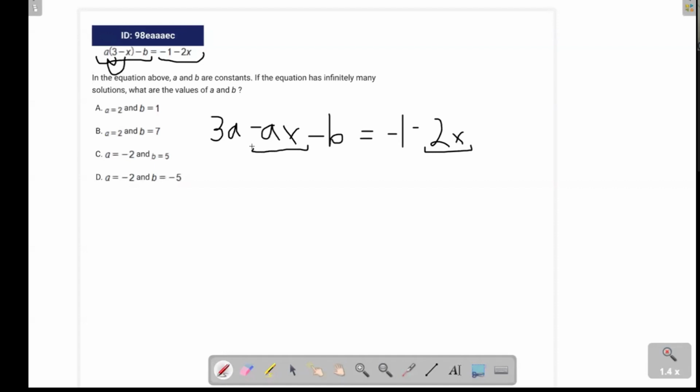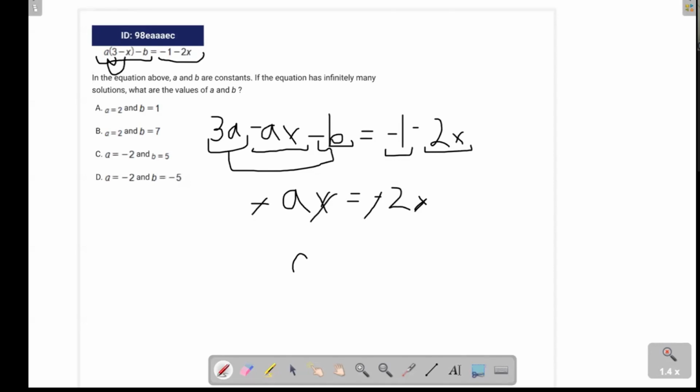This is our mx, which leaves the negative 1 on this side and the 3a minus b on this side to be the y-intercepts, in which they all must be equal to each other because they're the same lines. So in order for the slopes to be equal, we need to see that negative ax must be equal to negative 2x. And from there, the x will just cancel out. Same with the negative signs. And you'll see that after everything cancels out, because they have x in common, they have a negative in common, you're going to see that a equals 2.